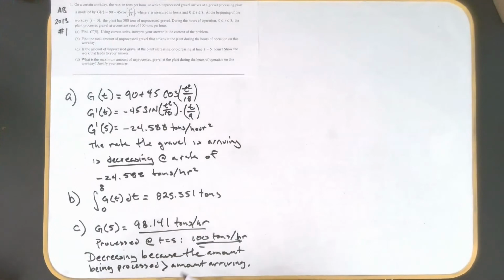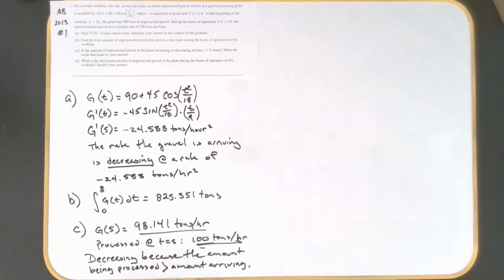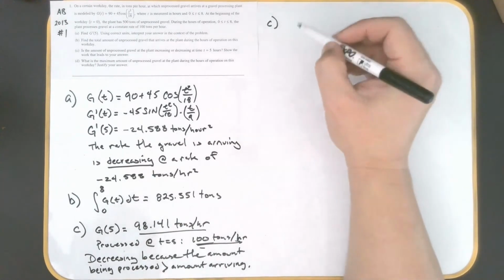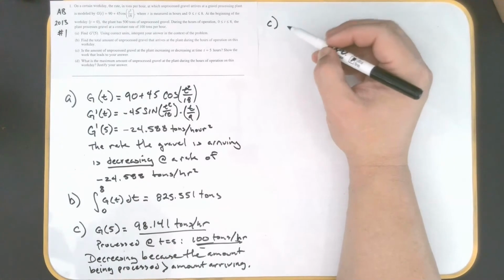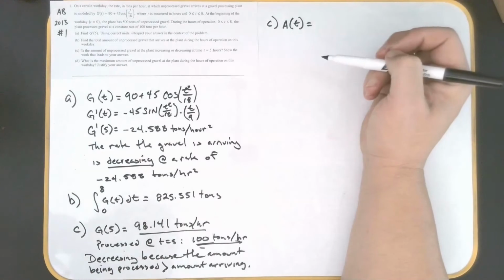The alternate method is, whenever you hear "is the amount of unprocessed gravel at the plant increasing or decreasing," and you want to know whether a function's increasing or decreasing, you should probably be thinking of finding a function and taking its derivative, because derivatives being positive or negative tells us about increasing or decreasing. Instead of doing this, I'm building a function that represents how much gravel is at the plant at any given time. This is a fairly common approach for AP questions that have to do with having multiple rates.